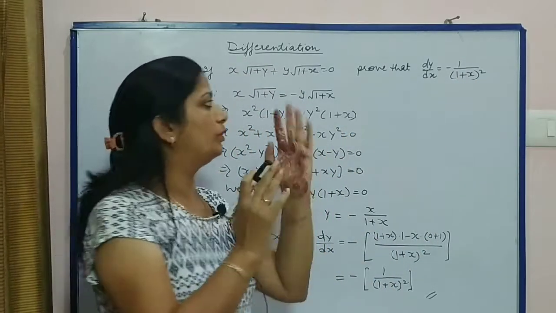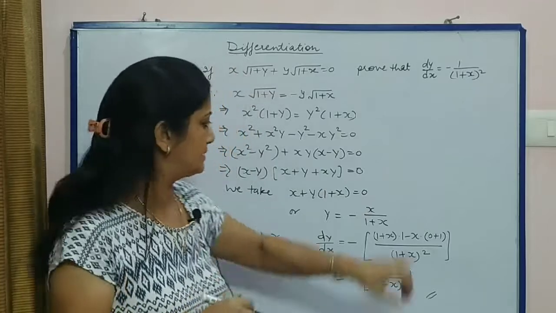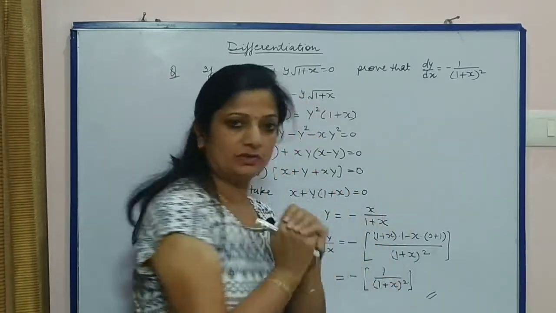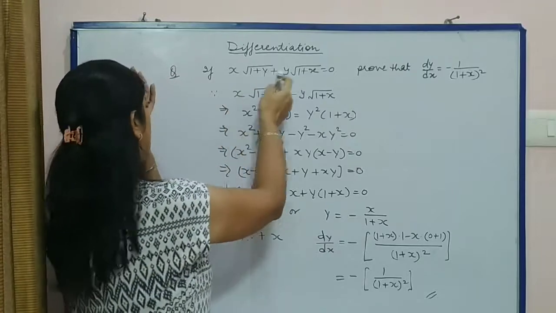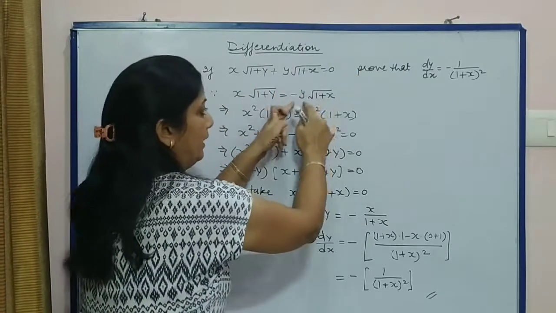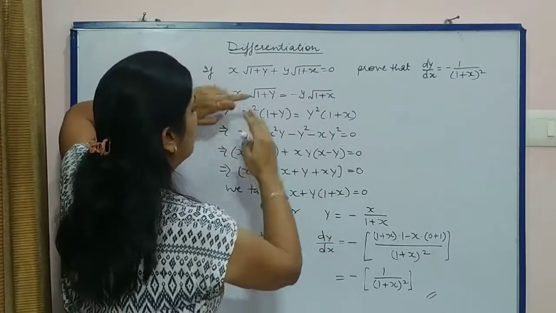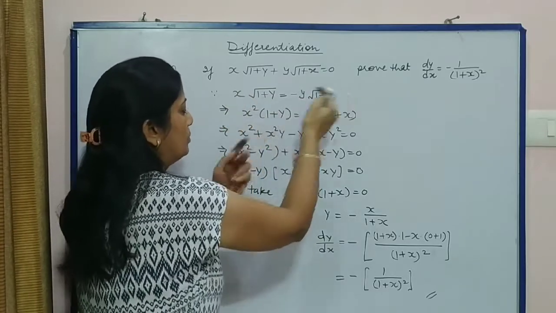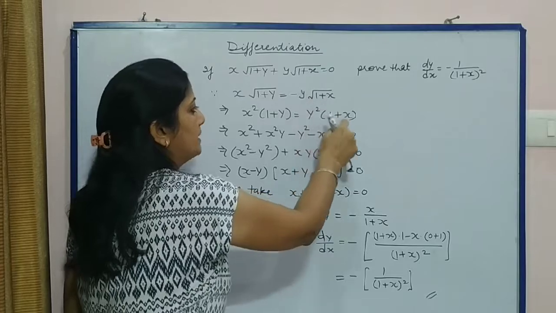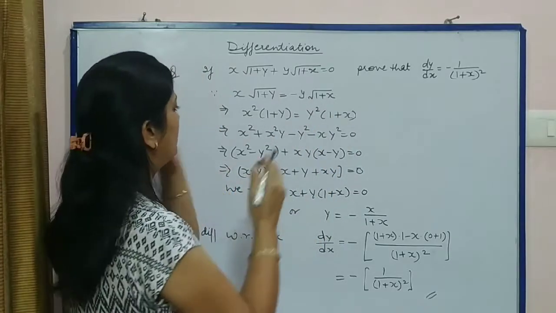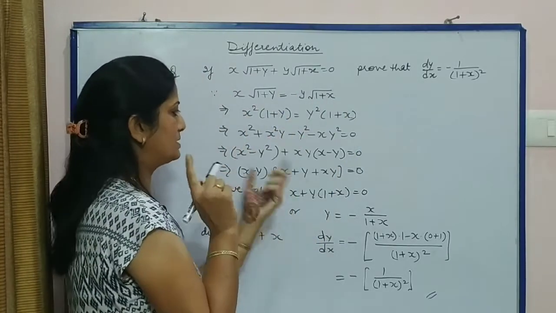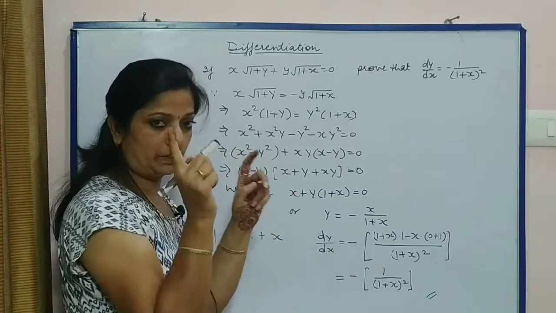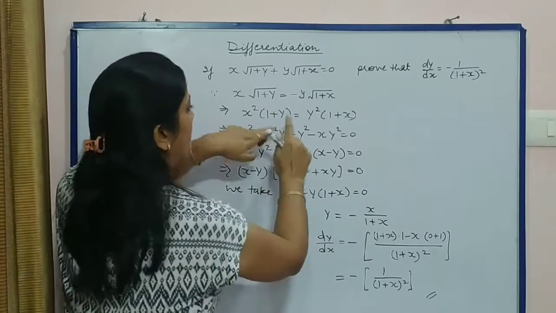First of all, we arrange y in terms of x, in the form of a fraction. How? Firstly, we transfer this term to the RHS, then square both sides. x²(1+y) = y²(1+x). Okay. Then transfer all the terms to the LHS. We will get x² - y², which becomes (x+y)(x-y).